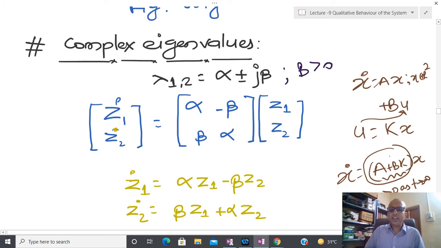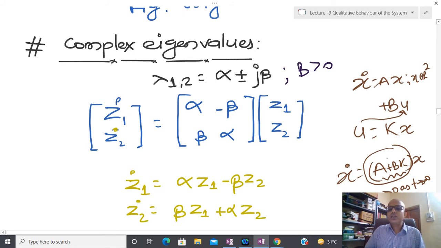Anyone has confusion on this? I will check other possibilities in the next part of this lecture. So I just have to check A plus BK: you can select any gain, and after that you can check the eigenvalues of this. If both are strictly negative, then I can tell that this system is stable.